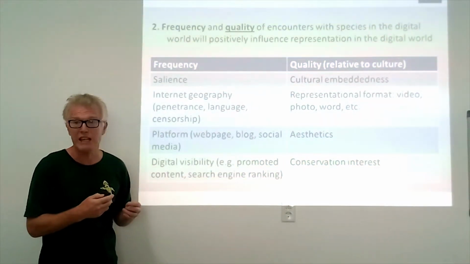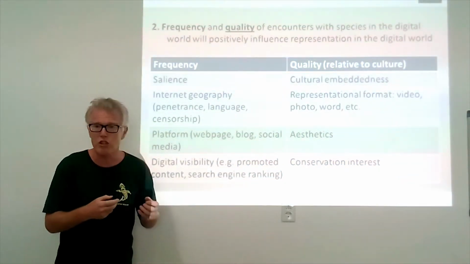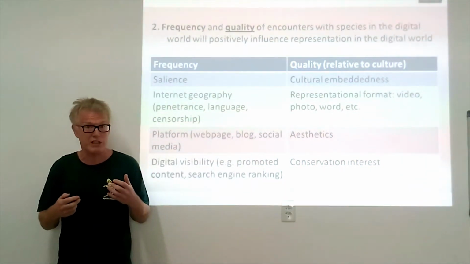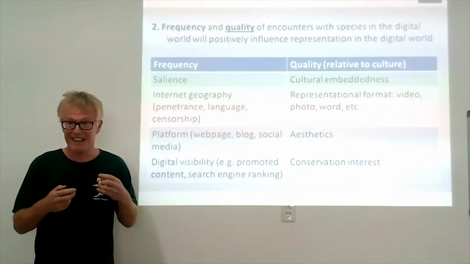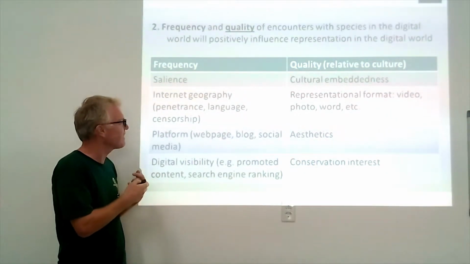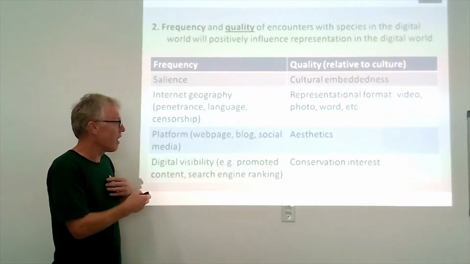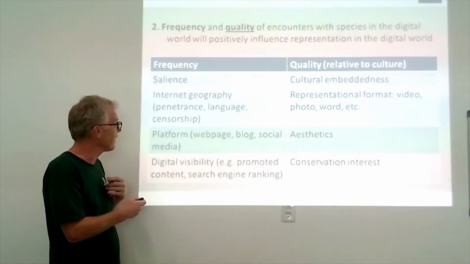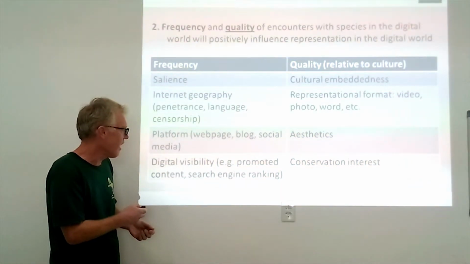We refer to this as salience, often web salience or internet salience. It depends on internet geography. Obviously, if you've got a huge number of internet users like we have in Western Europe or the United States, then you have to be on the internet in order to encounter a representation of a species or a place. The web platform, web pages, blogs, social media is going to influence the frequency of encounters, what you use, and digital visibility.